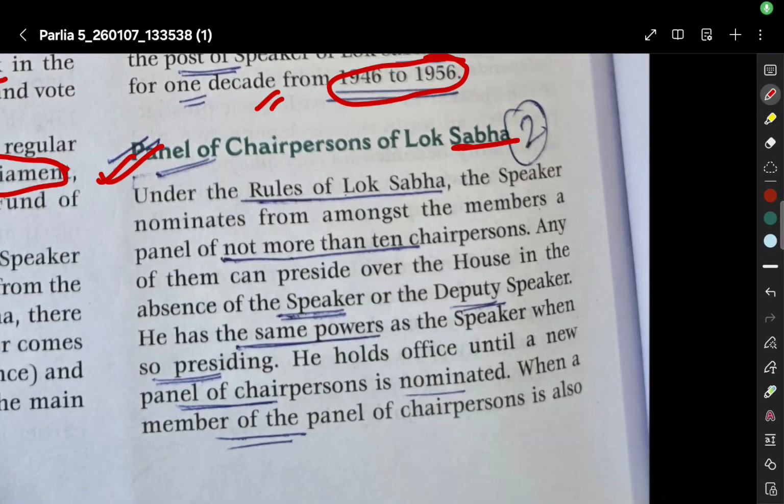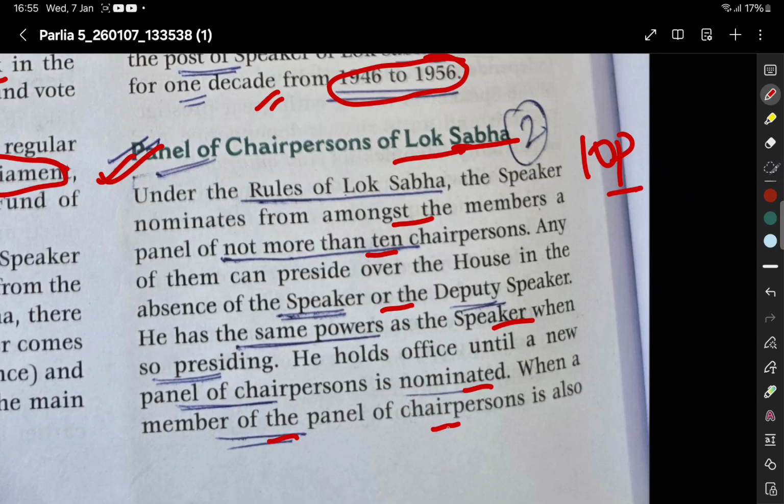A panel of chairpersons of Lok Sabha. Under the rules of Lok Sabha, the Speaker nominates from amongst the members a panel of not more than 10 chairpersons. Any of them can preside over the House in the absence of the Speaker or Deputy Speaker. He has the same power as the Speaker when so presiding. He holds office until a new panel of chairpersons is nominated.